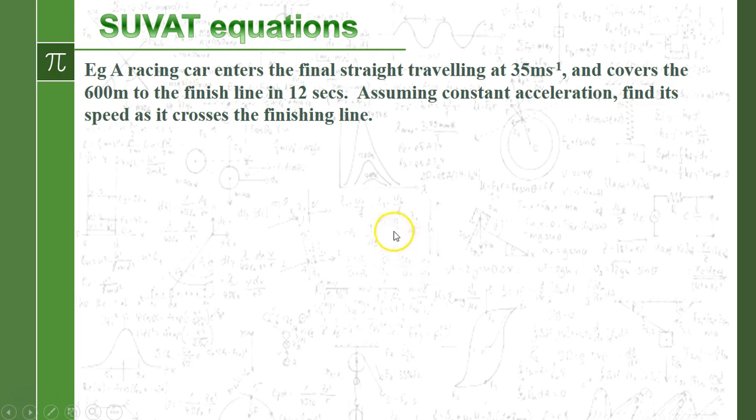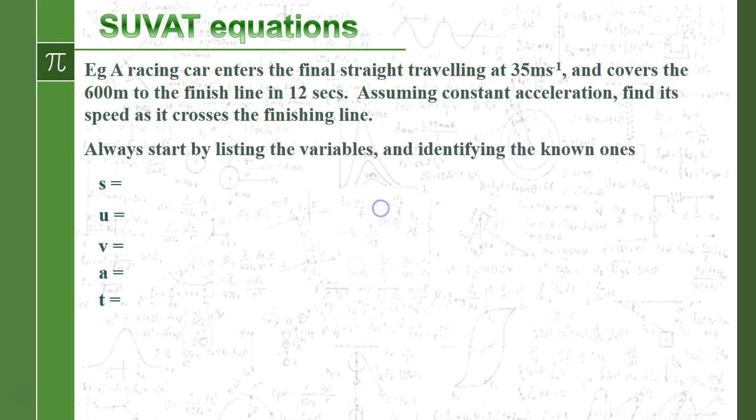So here we go. First thing I'm going to do every single time on one of these, once my car's gone across the screen, is list the variables. So SUVAT, there they are, so we've got to decide what we've got. Right, so first of all, s, we're told, there you go, it's 600 metres, so we've got that one. u, when we start observing it, it's travelling at 35 metres per second, so that's our value for u. v, we're trying to find its speed, so that's the one we're going to need.